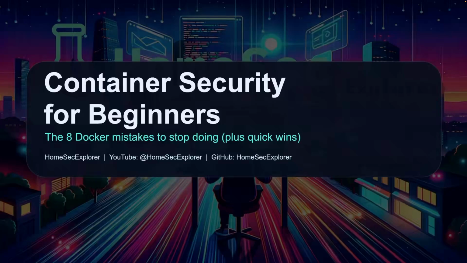Today we are doing container security for normal Homelabs. No enterprise buzzwords, no PhD required. Docker is awesome because it makes things easy, but the default that works is often not the default that's safe. So in this video I will show you 8 common Docker mistakes people make in Homelabs, and I'll show you the copy-paste fixes. On screen I'm using simple examples like Vaultwarden and Postgres, the kind of stuff we actually run at home. Let's get into it.